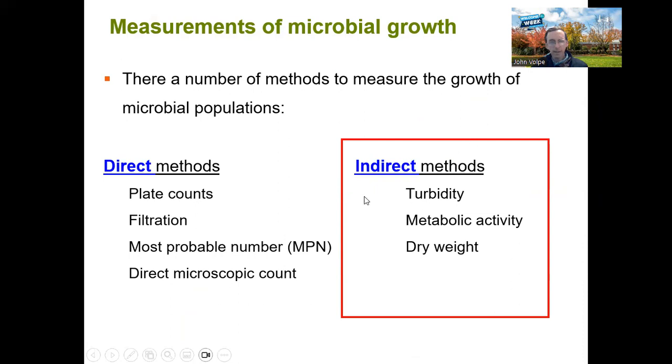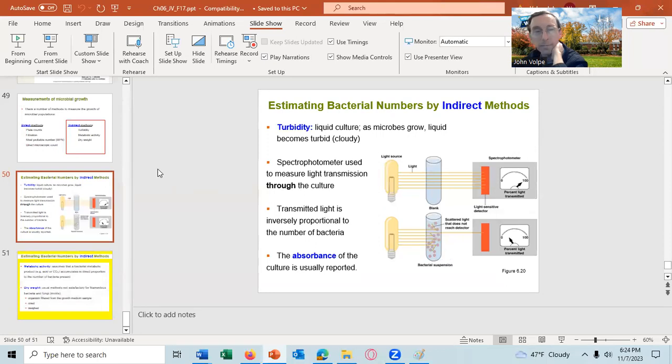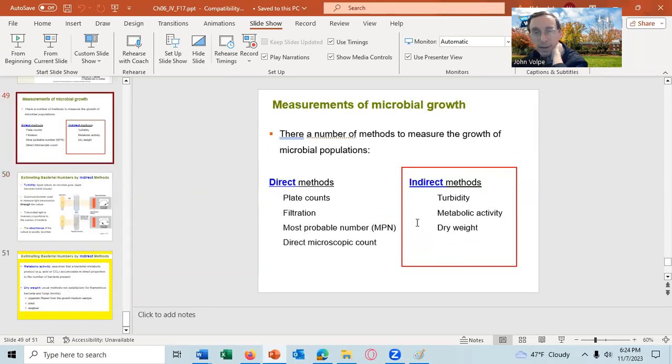All right, I'm not going to talk about the most probable number, so you don't really need to know it, other than that it's one way to measure the microbial cells. There are also indirect methods for measuring the number of cells. The first is turbidity. Now let me talk about all three of them. First is turbidity, the next metabolic weight, and the last dry weight.